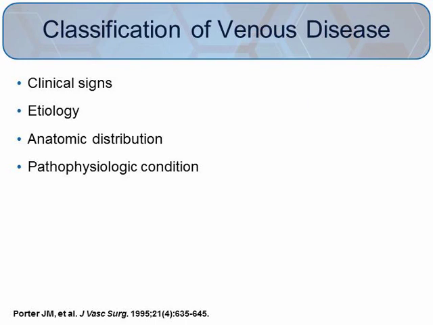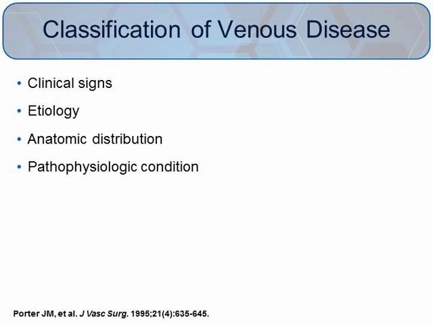This is based on clinical science, which we will review. It's also based on etiology, and etiology refers to whether or not the venous disease is acquired or congenital, and this is obtained through both history and ultrasound findings.